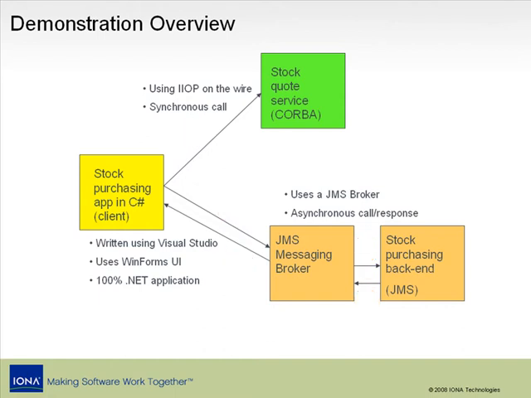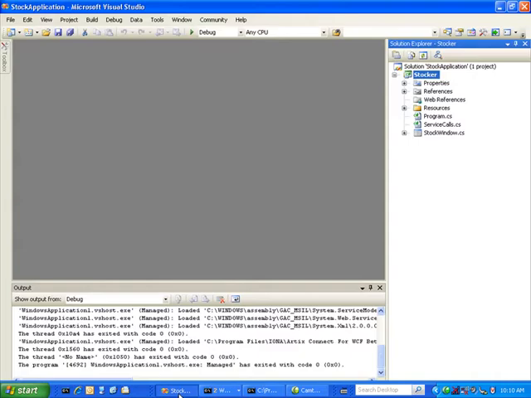Finally, we're going to stop the stock purchasing backend and bring it back up just to show that messages get replayed by the broker when the service comes back up. That's just a normal feature of a JMS messaging broker. Let's take a look.